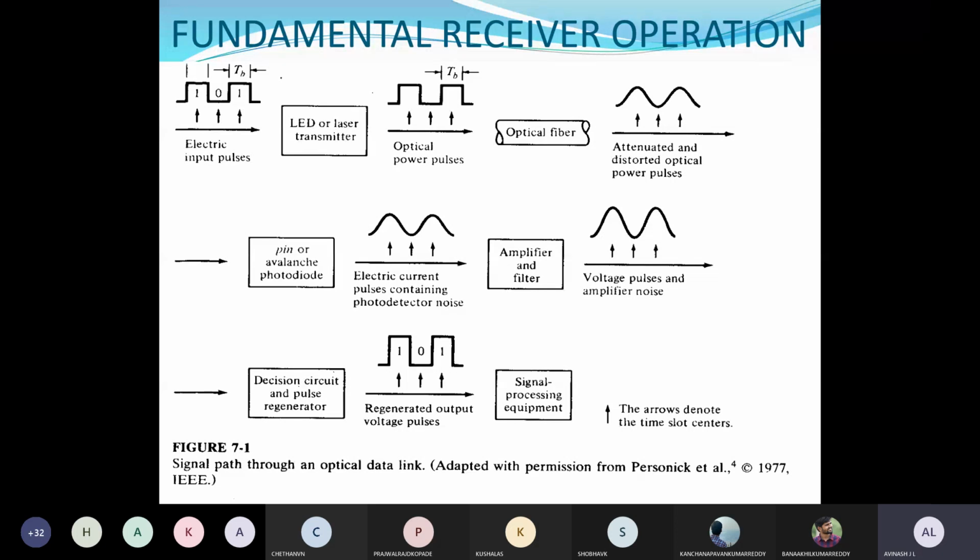Fine. Once we get the distorted pulses, we send them to the PIN or avalanche photodiode. What is the function of the PIN diode or avalanche photodiode?